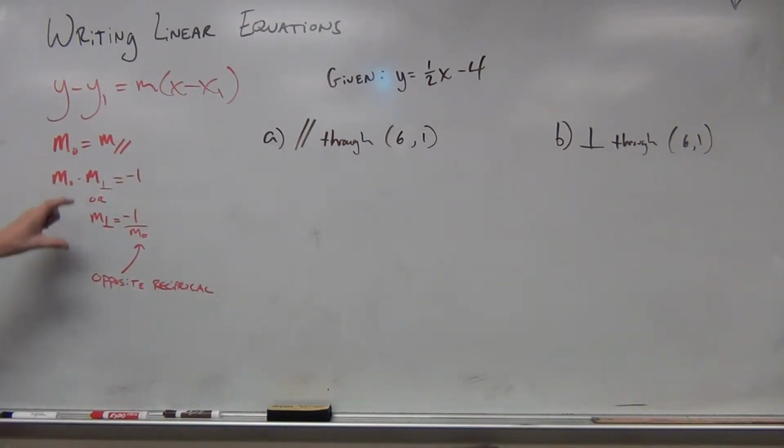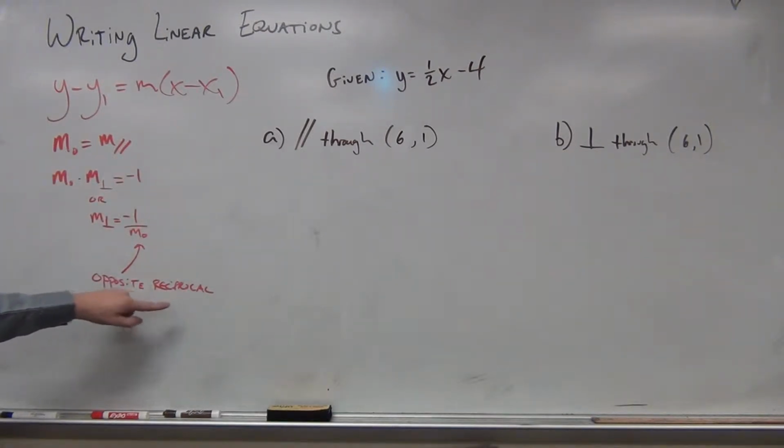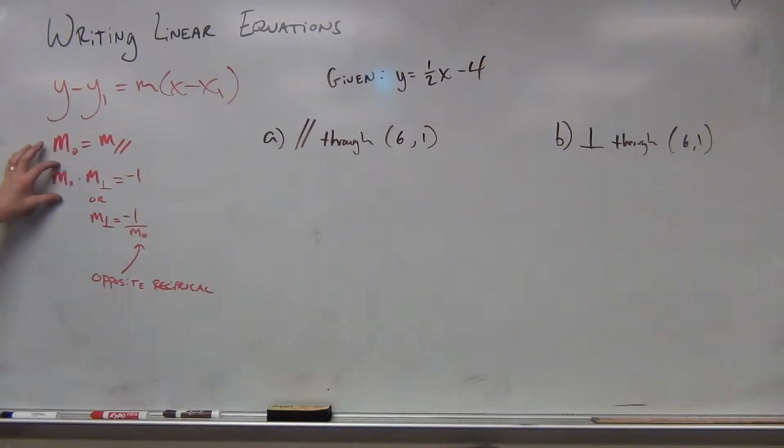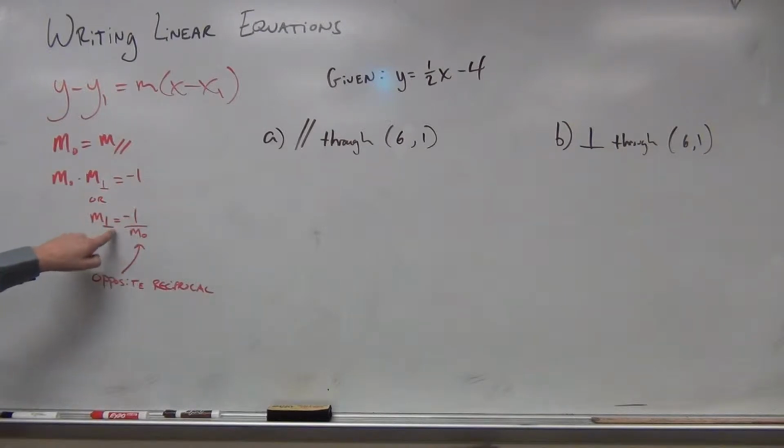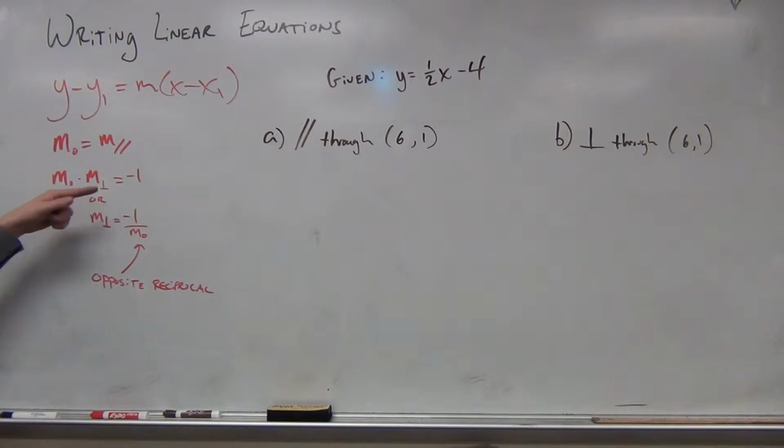Perpendicular lines, their slopes are opposite reciprocals of each other. That relationship is defined in this way. The slope of the original line multiplied by the slope of a line perpendicular to it is equal to -1. If we were to solve that equation for the slope of the perpendicular line, we would divide by the original slope. So we would have the slope of the perpendicular line is equal to -1 over the original slope, or the opposite reciprocal of the original slope.